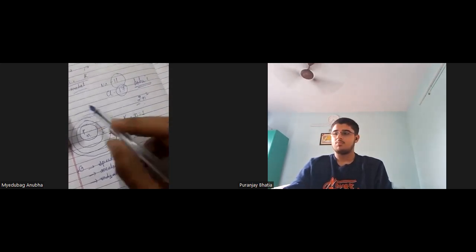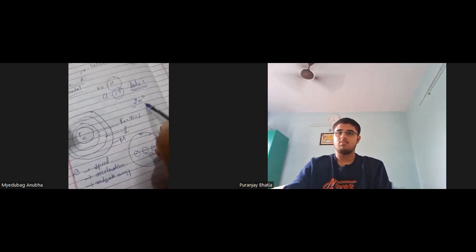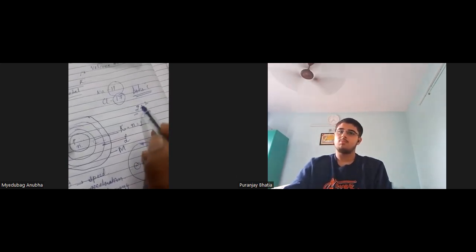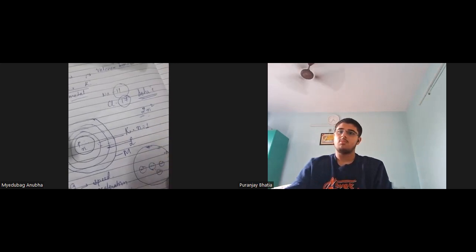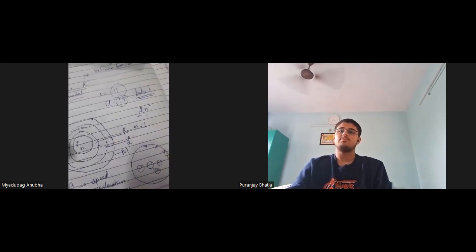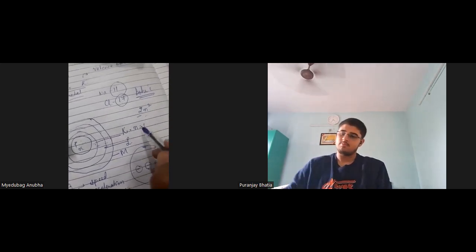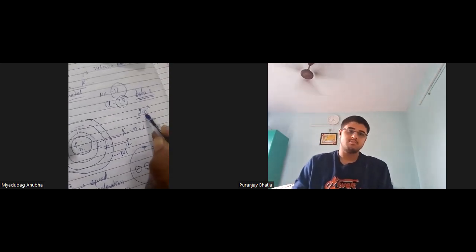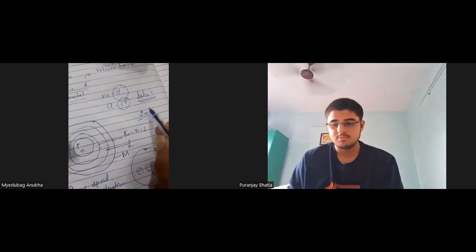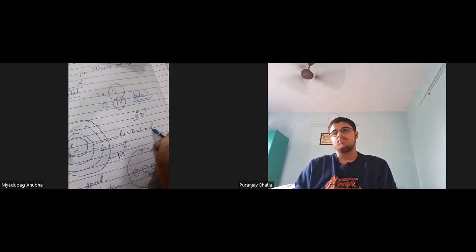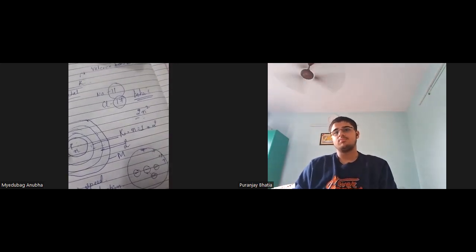So the formula for filling the shell is 2n square. If you take n equal to 0, then the entire thing will be 0, and there is no atom without a single electron. Even hydrogen contains one electron. So when n is 1, 1 square is 1 and 1 into 2 is 2. That's why we follow that in the K shell a maximum of 2 electrons can be accommodated.